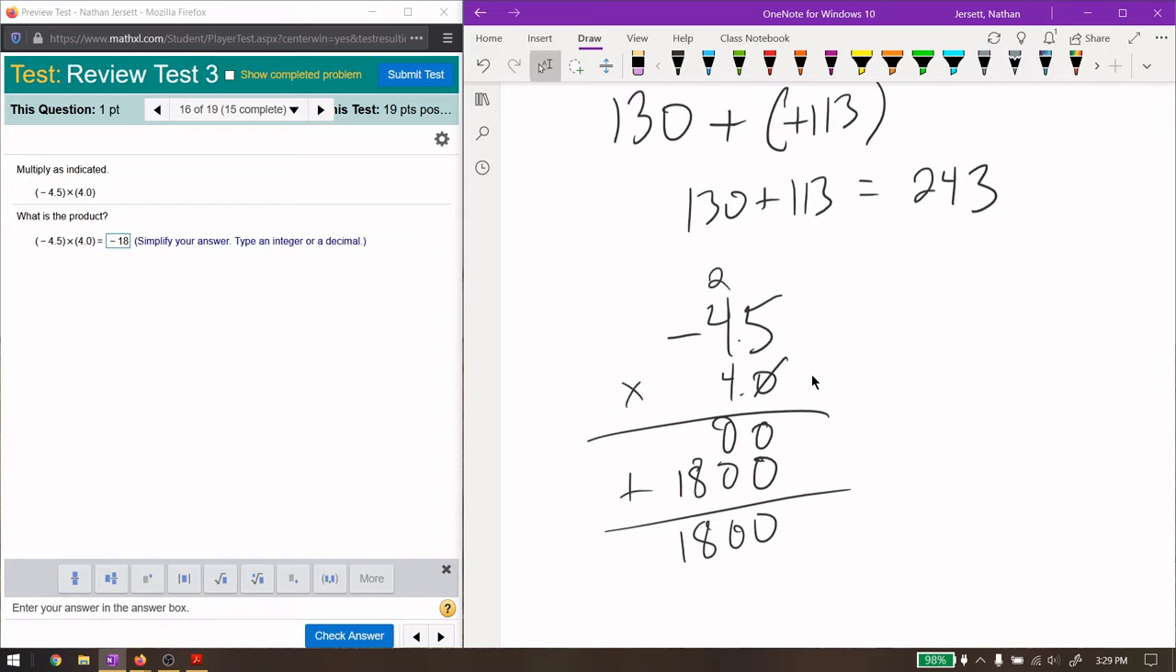We count how many spaces are there total. 1, 2 spaces. 1, 2 spaces. And this number is positive. This number is negative. Positive times negative is negative. So we have negative 18.00, or in other words, negative 18.